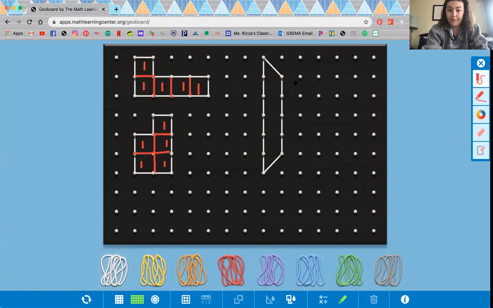Okay, let's see if I did it. So I got that half. So I have 1, 2, 3, 4, and then half a triangle and half a triangle makes 5. So here's my third shape with an area of 5.